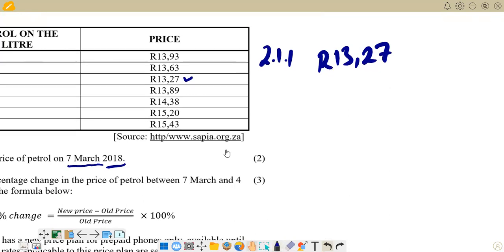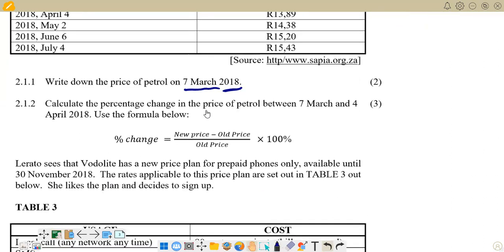Then we can go to the next part of the question. It says calculate the percentage change in the price of petrol between 7 March and 4 April 2018. Use the formula below. We are given a formula: percentage change is equal to the numerator being new price minus old price, over old price, times 100%. So the task is to identify the new price and then identify the old price.